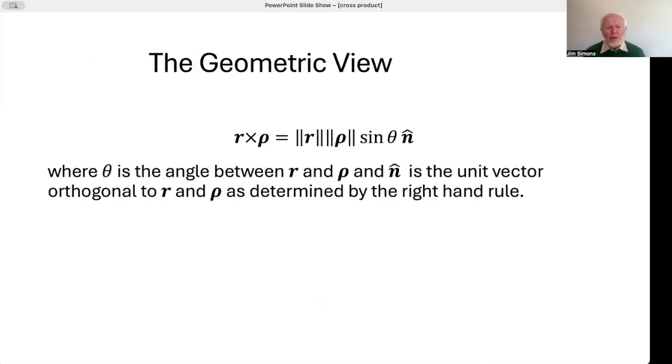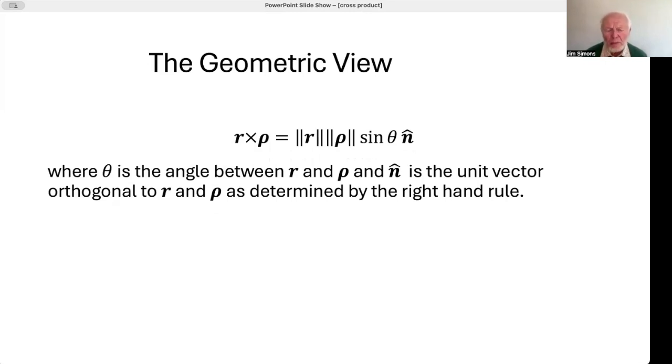Okay, so the vector product, there are two ways to think about it. There's the geometric view of it, which is this. So R cross rho, where R and rho are two vectors, is a vector, and its size is the size of R times the size of rho times sine theta, where theta is the angle between them. And its direction is in the direction of n hat, which is the unit vector orthogonal to both R and rho, as determined by the right-hand rule.